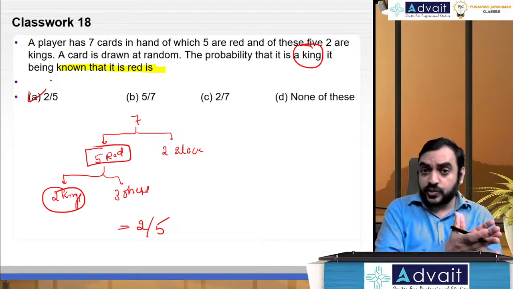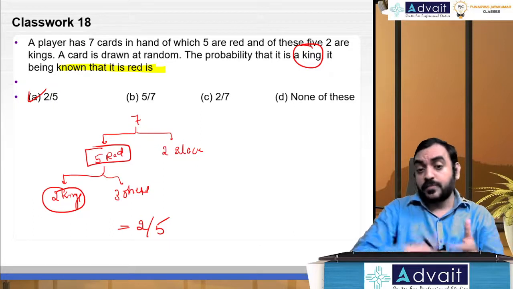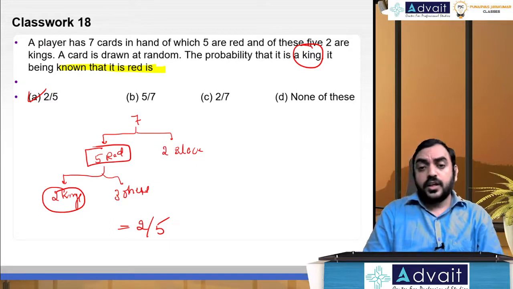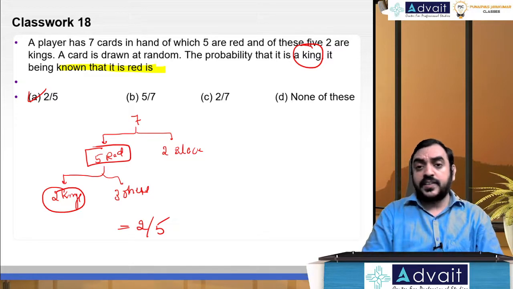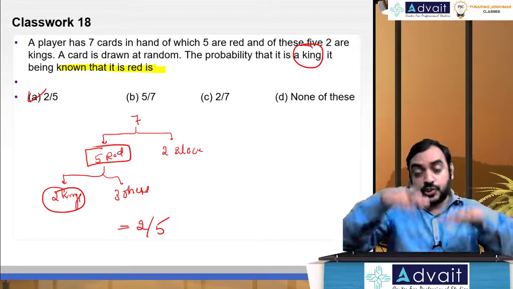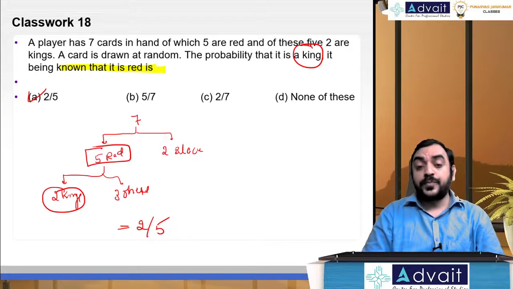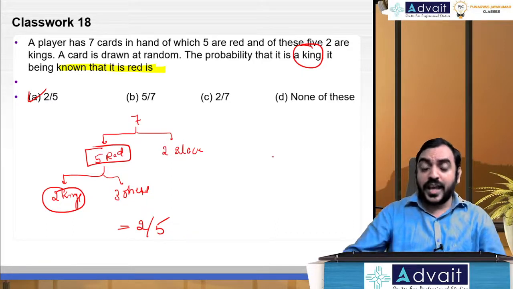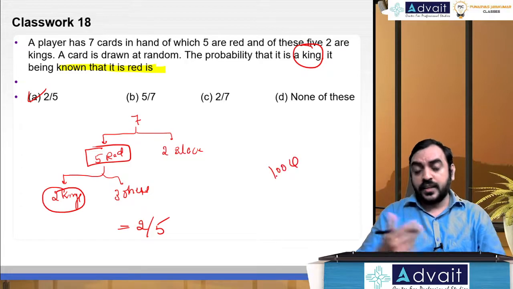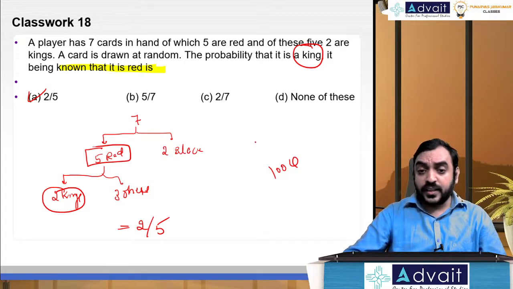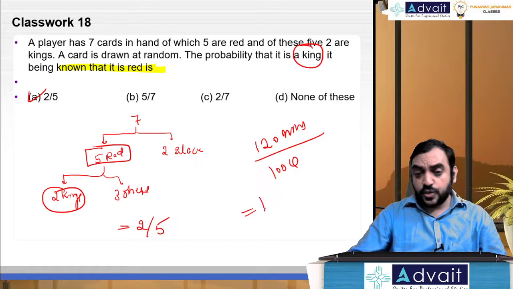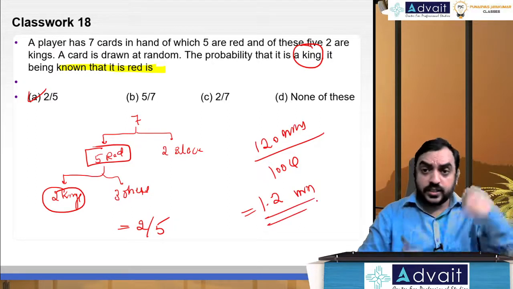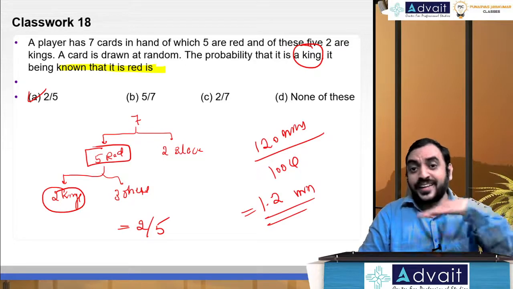So some questions will take more than 2 minutes. Some questions you will answer like this in a fraction of a second. On average, you should know how much time you should take per question. You will have 100 questions in the exam and you are going to write it in 120 minutes. So 120 minutes by 100 questions, you will have on an average 1.2 minutes per question. Some will take more, some will take less, but you have to maintain this average.